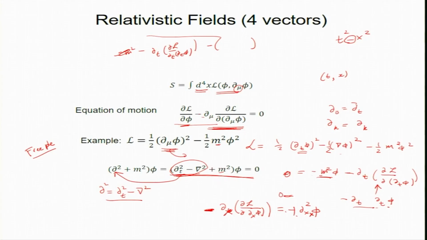Of course, this is a free particle, but then we need to put in interactions. Once you put in interactions, it will become phi to the 4 theory. You might have heard of phi to the 4 theory, phi to the 6 theory. So, there will be interactions.